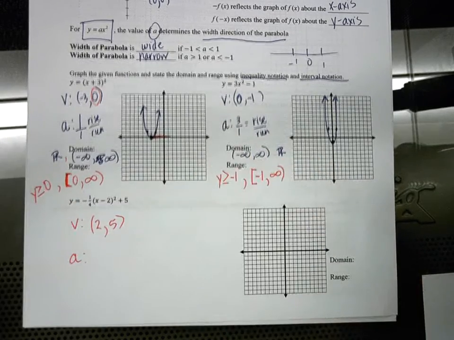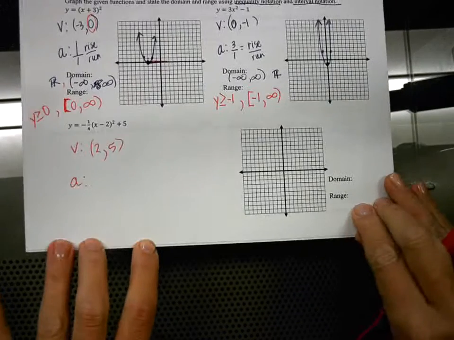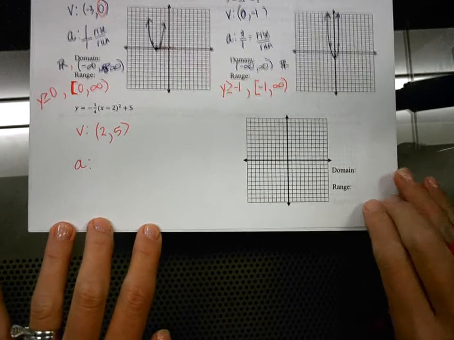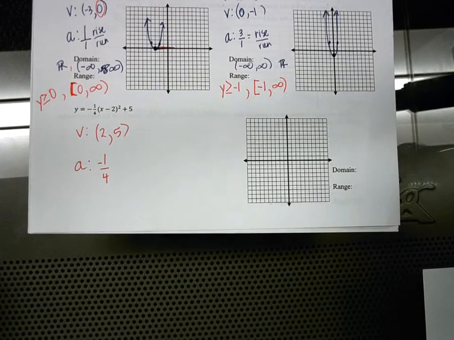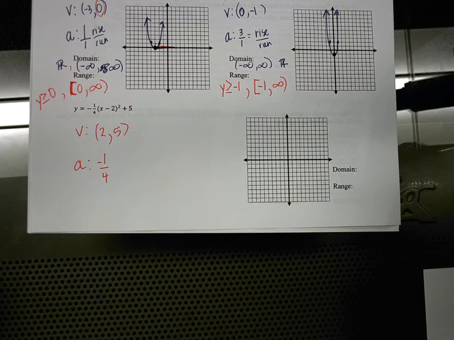What is my a value on this problem? Good, -1/4, and that's already written as a fraction. Which direction is this one going to end up curving? Down, very good. And is this one going to be narrow or wide? Wide, good.